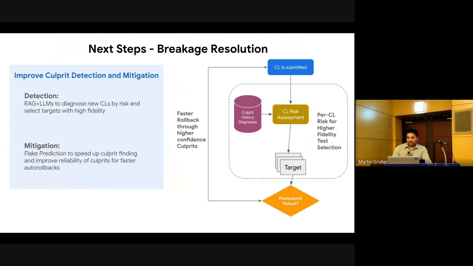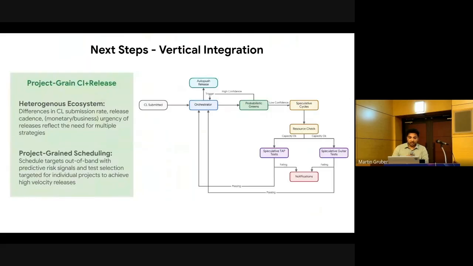And similarly for mitigation, flakiness is a persistent problem. Even being aware of flakiness and established flake rates may not be enough, and that harms your auto rollback frequency. So these are things that we're hoping to tackle on the CI side.